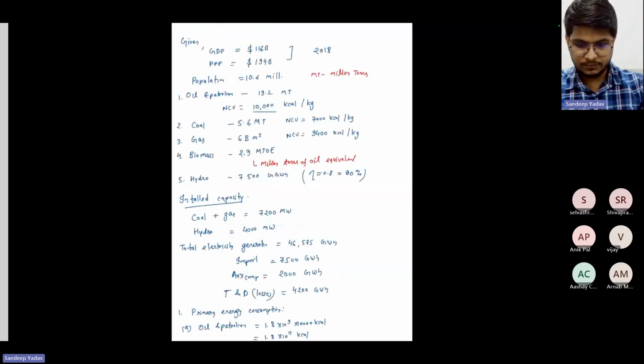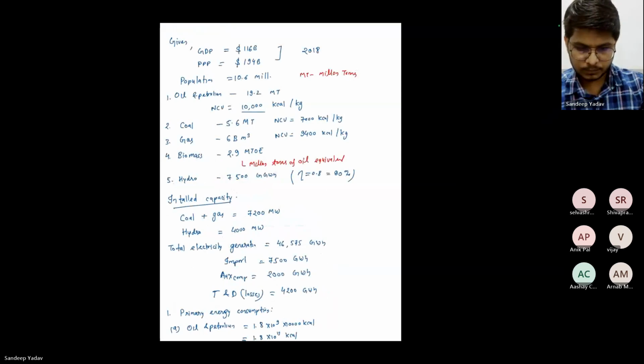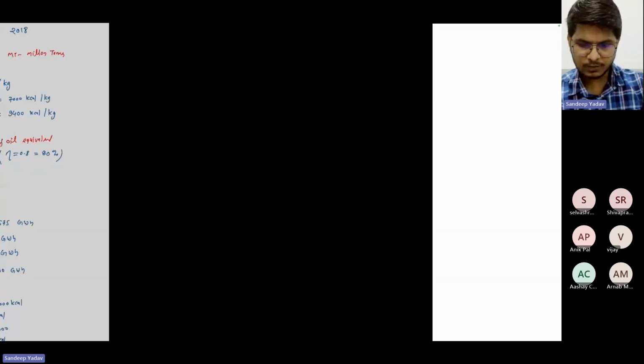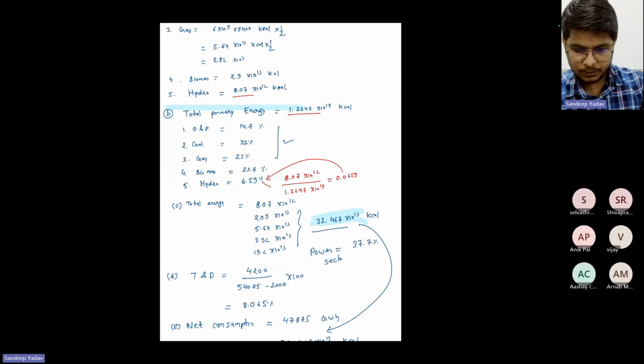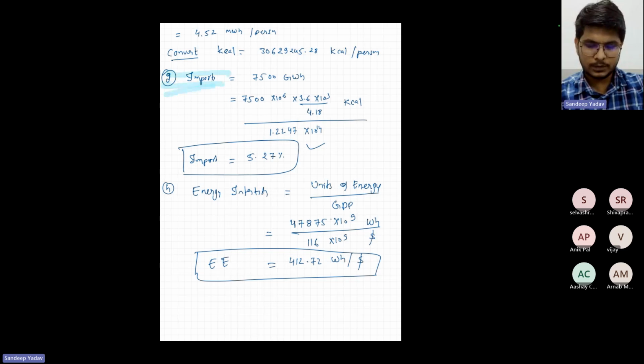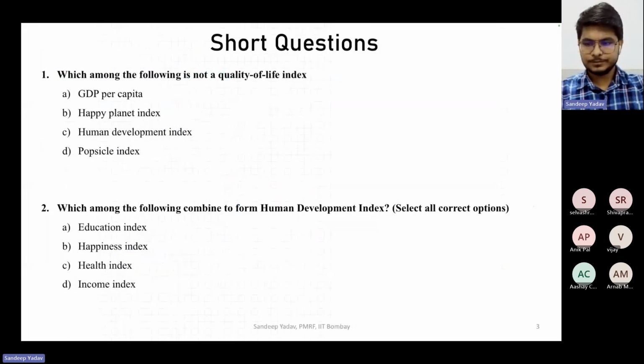So I'll just give you the brief. Here are the things that are given in the questions. We have to calculate the installed capacity. We have calculated the primary energy consumption. After that, we have calculated the total primary energy that is consumed, total energy from the transportation, the distribution losses, total net consumption, followed by the imports, and energy intensity. These are all the things we have calculated.